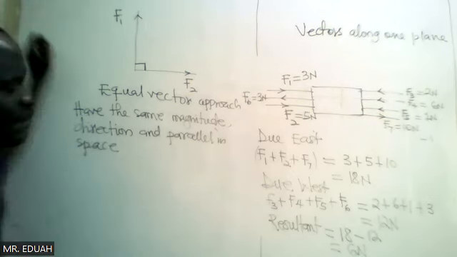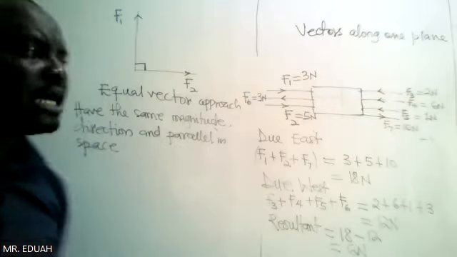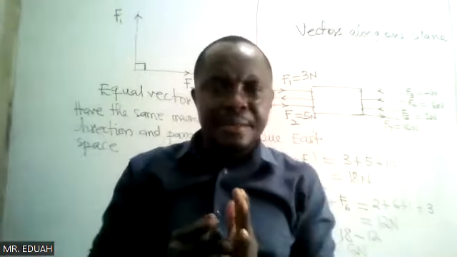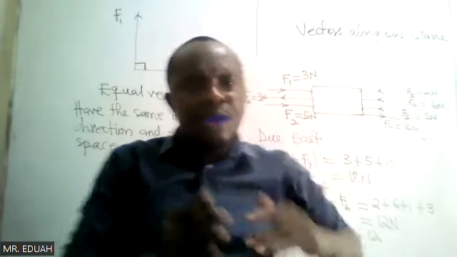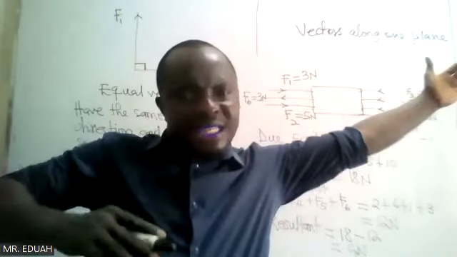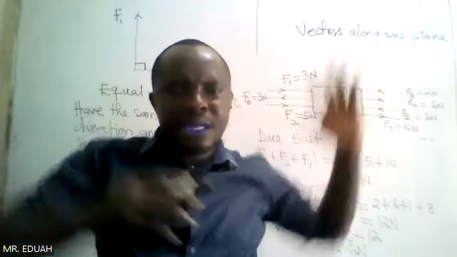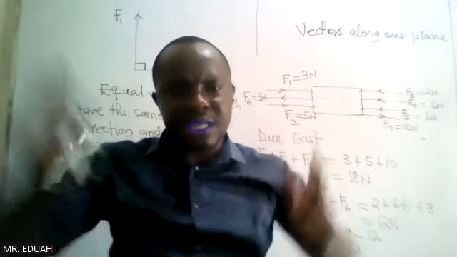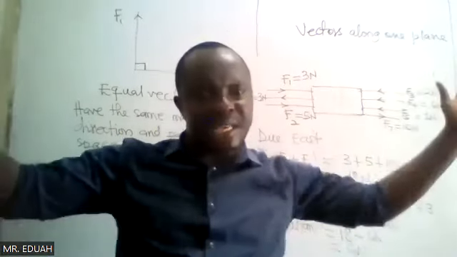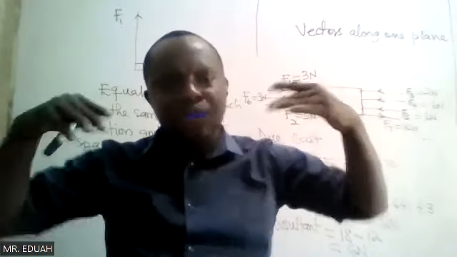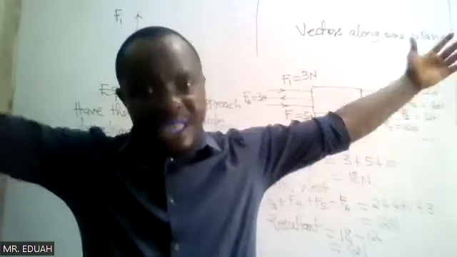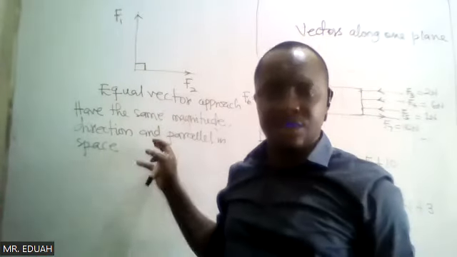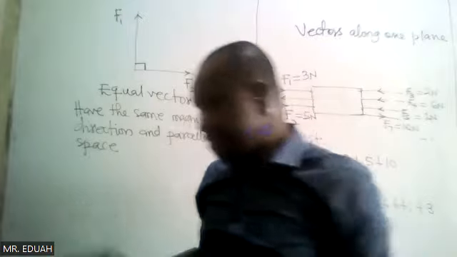What do we mean by in space? In space simply means that wherever they are, one may be here, one may also be at a far end. But so long as they have these attributes, same magnitude, same direction, and the two are parallel, wherever they are, they are equal. And that is what we mean by in space. They can be very far, but once they have these details, they are equal. Please, are we okay?